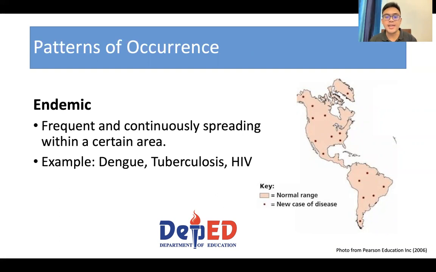certain geographical site. So for example, in our country, there are certain areas that malaria, tuberculosis, and HIV are actually endemic because they continuously spread. And if you would look at the graph, if we would plot the number of cases in the graph, they're actually forming a straight line.